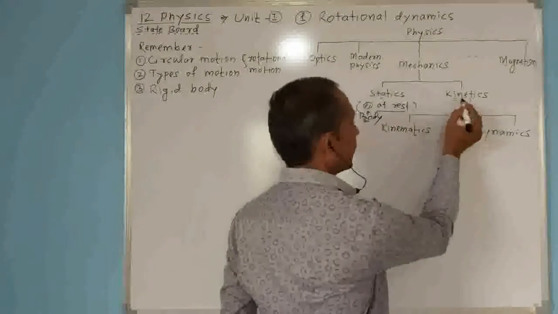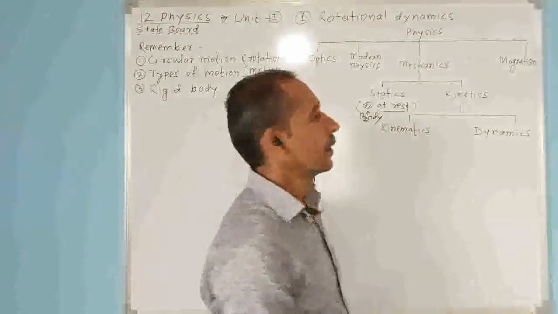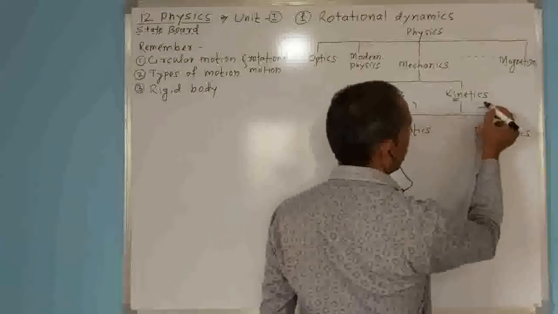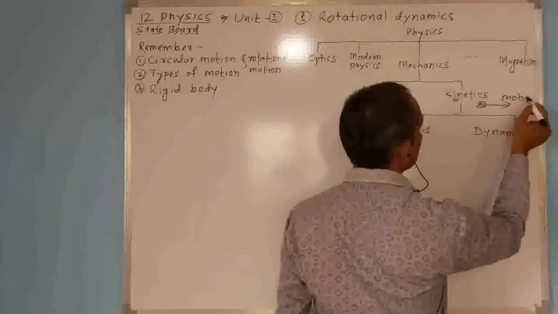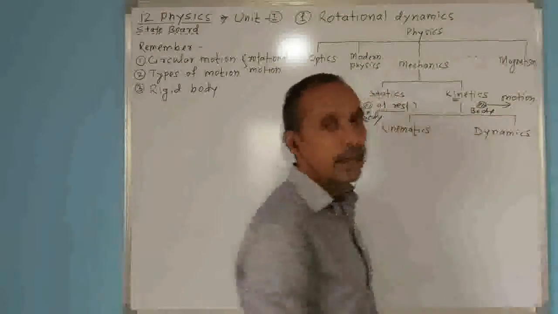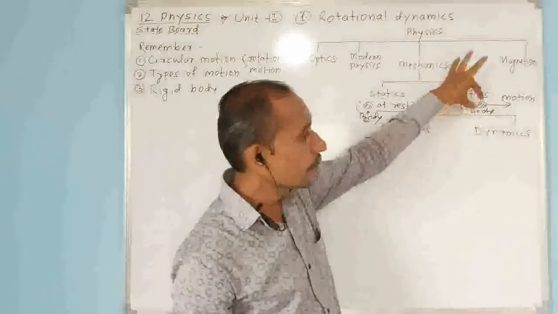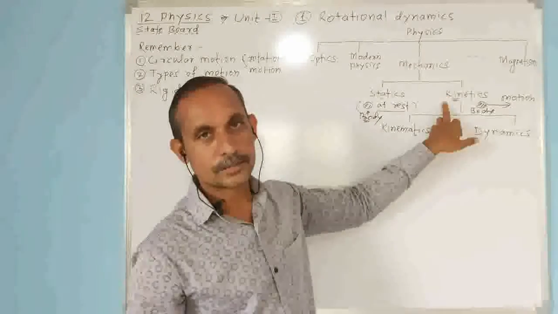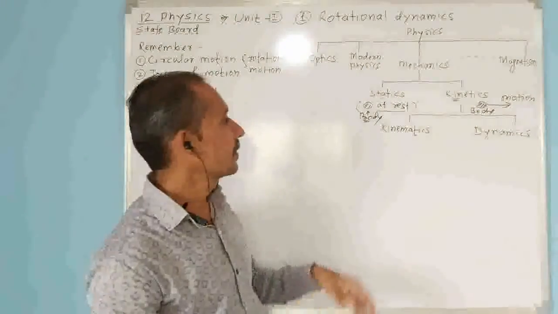Next branch, kinematics. Kinematics is the other branch of mechanics. Now, what do you mean by kinematics? Whenever a body is in motion, the study about the body which is in motion is nothing but kinematics. Okay. So in mechanics there are two branches, statics and kinematics.